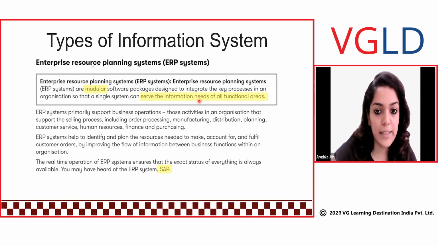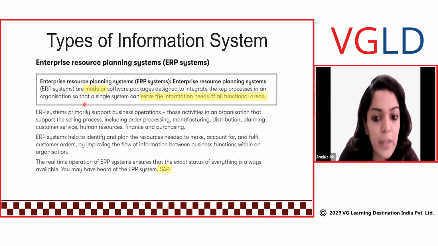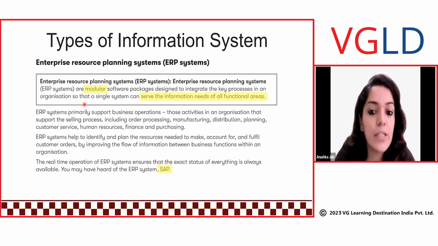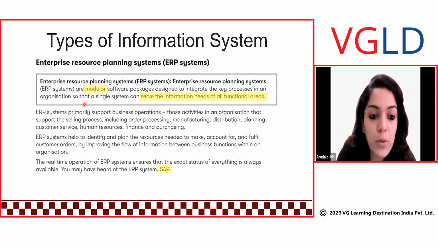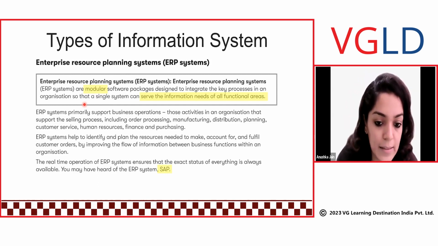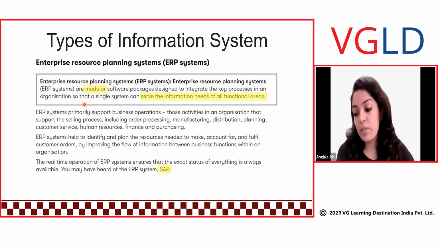So let's complete this ERP system. What is an ERP system? Enterprise Resource Planning Systems are modular software packages designed to integrate the key processes in an organization so that a single system can serve the information needs of all the functional areas. Seems a little complicated. I'll tell you with an example and then it will become easy.